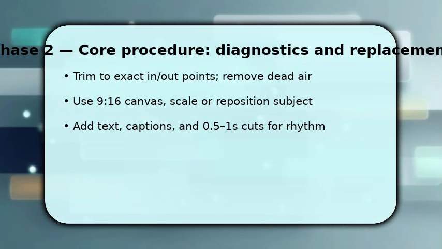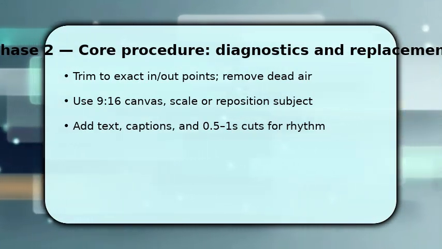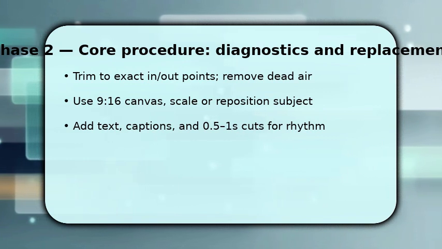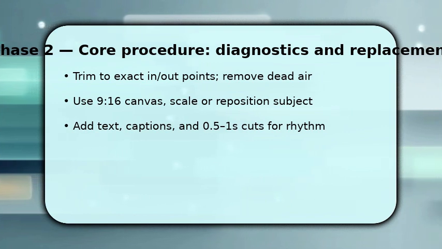You then trim precisely to the timestamps you noted, removing dead air and anything that slows pacing. Once trimmed, set a 9/16 canvas and scale or reposition the clip so faces and action remain centered. If needed, zoom in slightly but avoid pixelation.